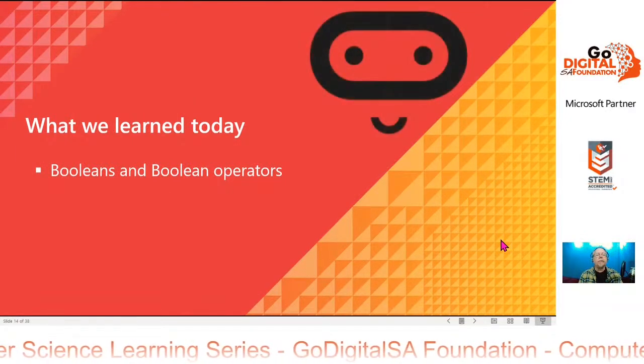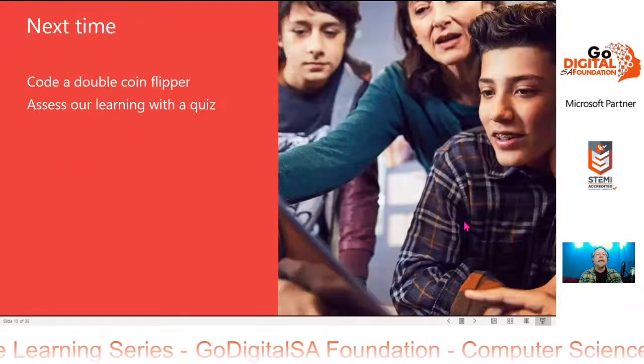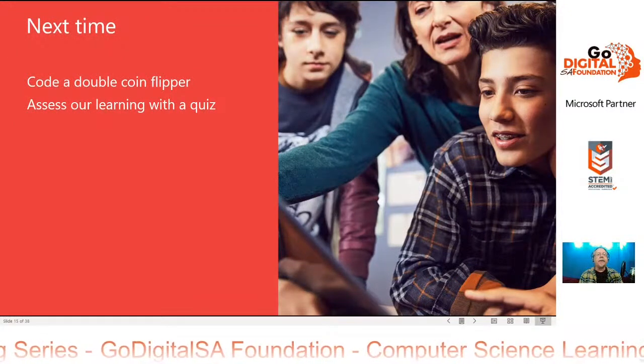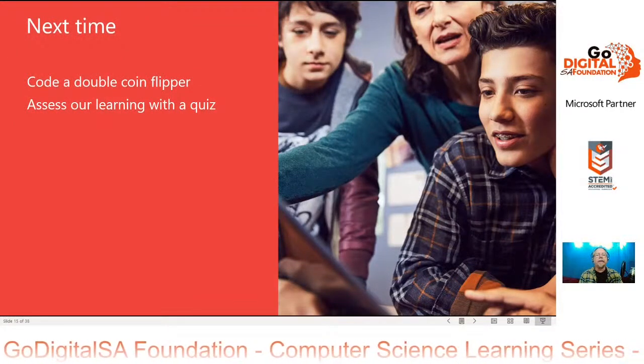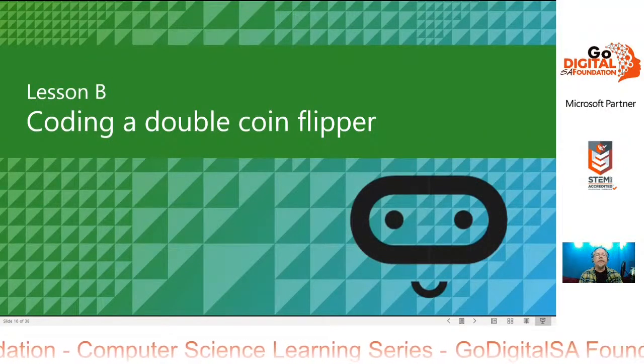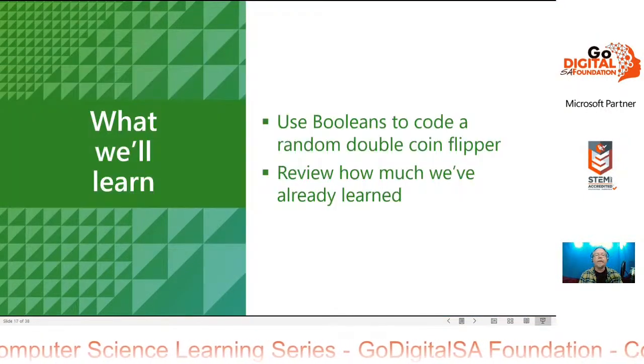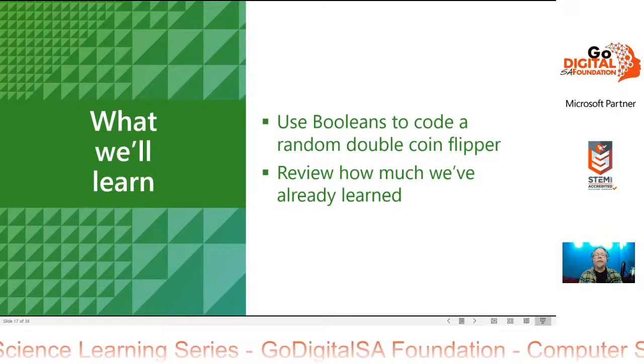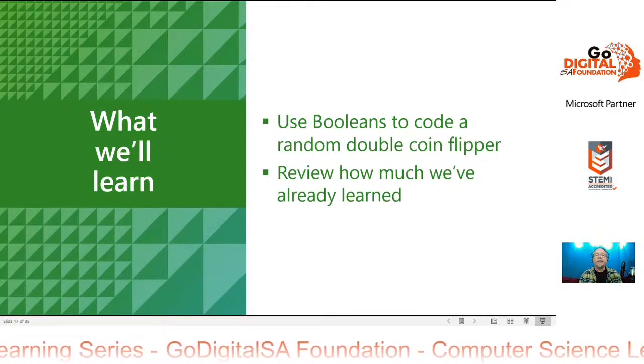So what we learned: Booleans and Boolean operators. Now we're going to code a double coin flipper and then we'll look at a quiz. Lesson B is coding a double coin flipper. What we'll learn: we'll use Booleans to code a random double coin flipper, and then we'll review what we've learned.